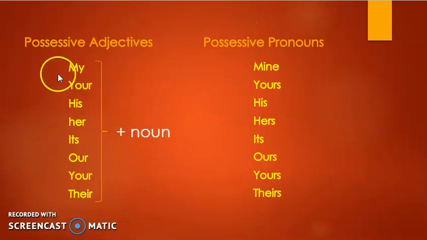So these are the possessive adjectives and these are the possessive pronouns. The possessive adjectives are followed with a noun. The possessive pronouns are not followed with a noun. Let's see examples in order to understand these possessive adjectives and possessive pronouns, and let's start with possessive adjectives.